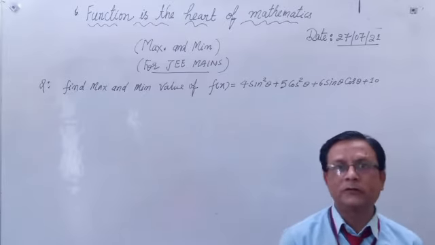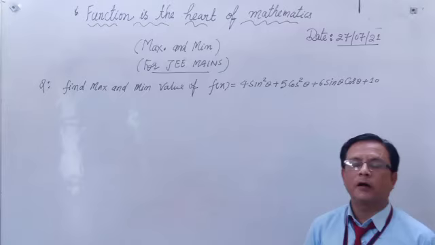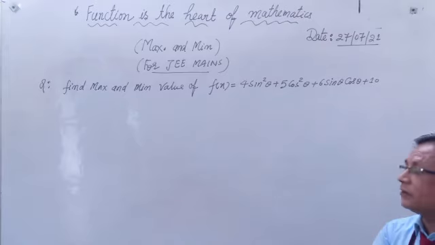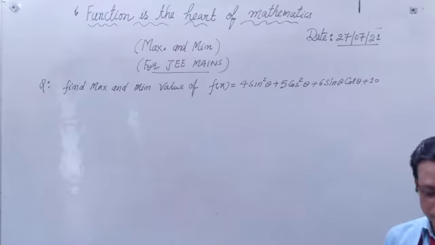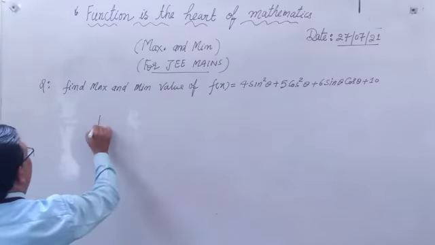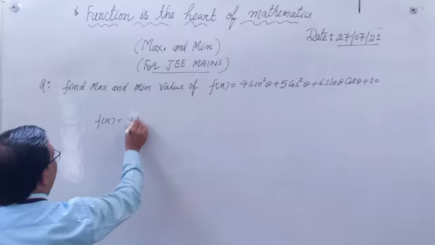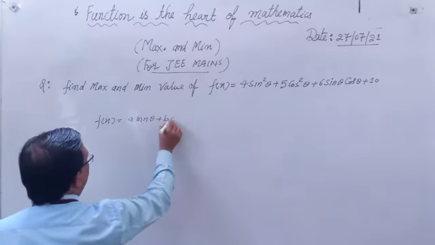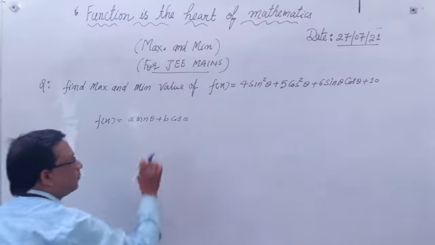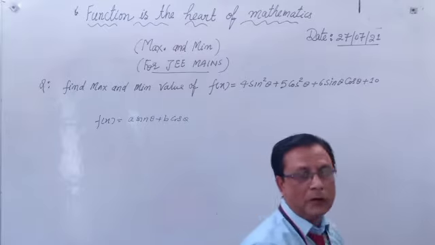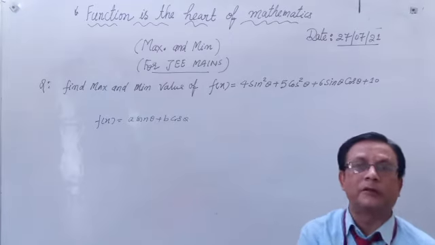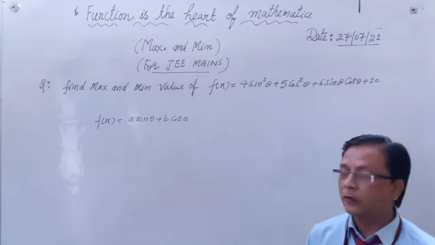Today we are going to discuss a very good concept of maxima and minima. Our question is based on a sin theta plus b cos theta. Suppose we are going to find f(x) equal to a sin theta plus b cos theta. Here we will find the maximum and minimum value of a sin theta plus b cos theta.